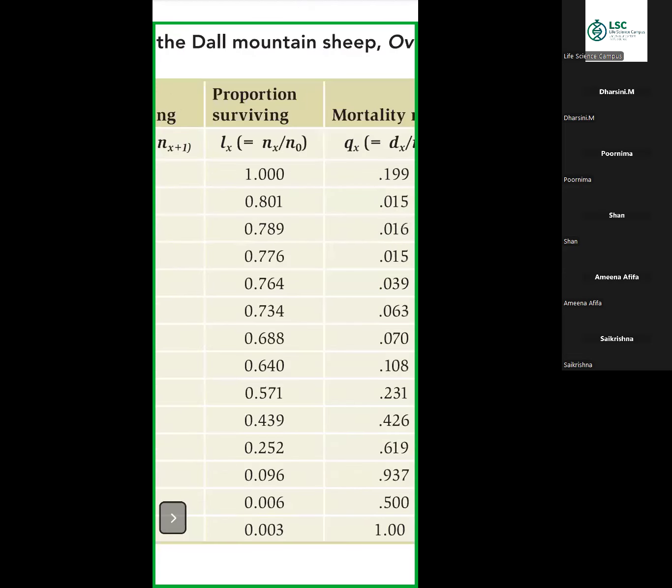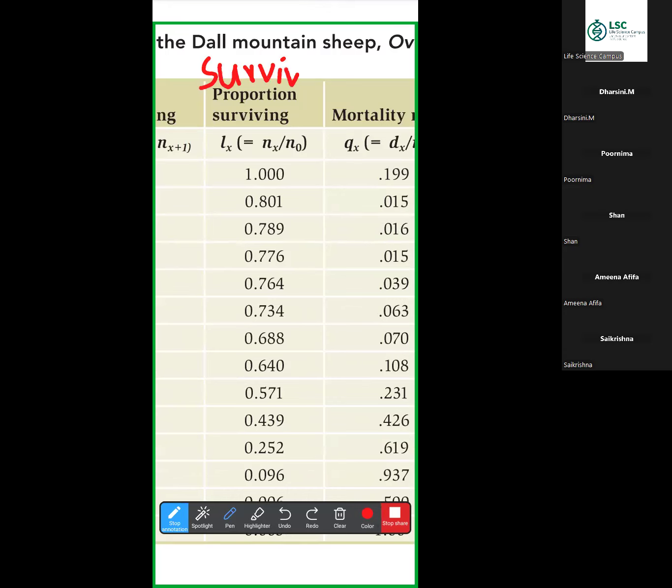Then the second equation is proportion surviving, or survivorship. Proportion surviving is also called survivorship. This survivorship is denoted by Lx, and the equation for finding Lx is Nx by N0. N0 means the number of individuals present at the start of the age class.